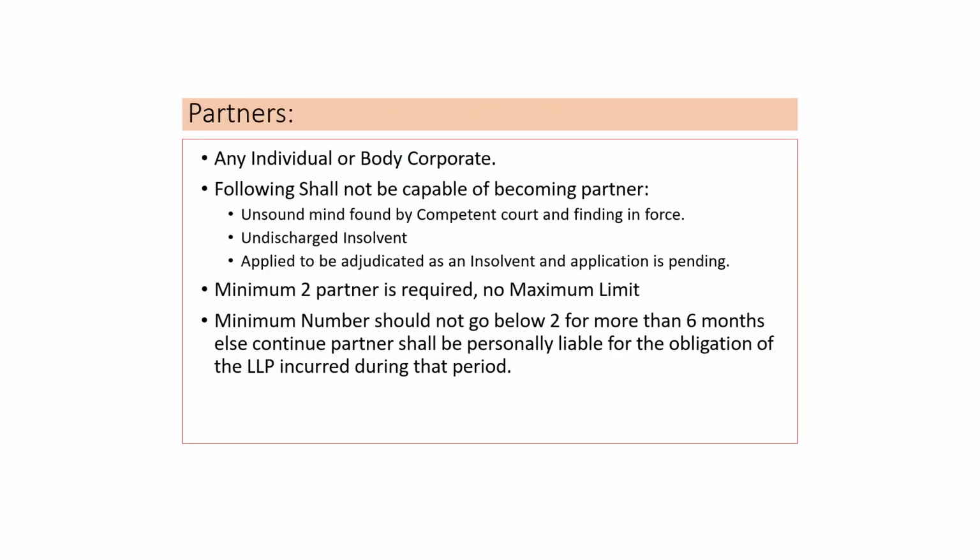Partners could be individuals or body corporate. So this LLP can have body corporate as its partners. And there are two types of partners: partners and designated partners. Designated partners basically they are responsible, है ना, जैसे बोर्ड ऑफ डायरेक्टर्स होता है कंपनी में, इसी तरह से यहाँ पर है designated partners. So any individual or body corporate can be partners in LLP, but the following shall not be capable of becoming a partner: if he is of unsound mind, which is found by the competent court, an undischarged insolvent, or if he has applied to be adjudicated as insolvent and the application is pending.